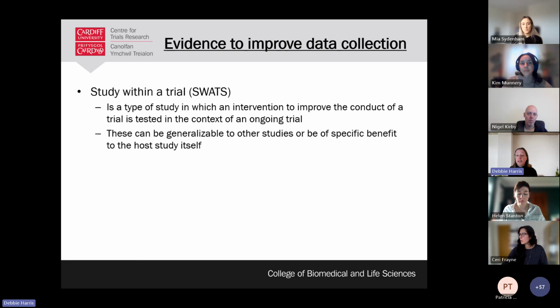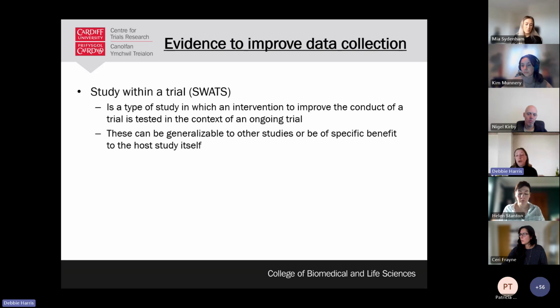So in order for any changes in data collection processes to be implemented, there needs to be evidence that the change will be of benefit. To gather this evidence, trials can make use of SWOTs, which are also called studies within a trial. A SWOT is a type of study in which an intervention to improve the conduct of a trial is tested in the context of an ongoing trial. These can be generalizable to other studies or be of specific benefit to the host study itself.